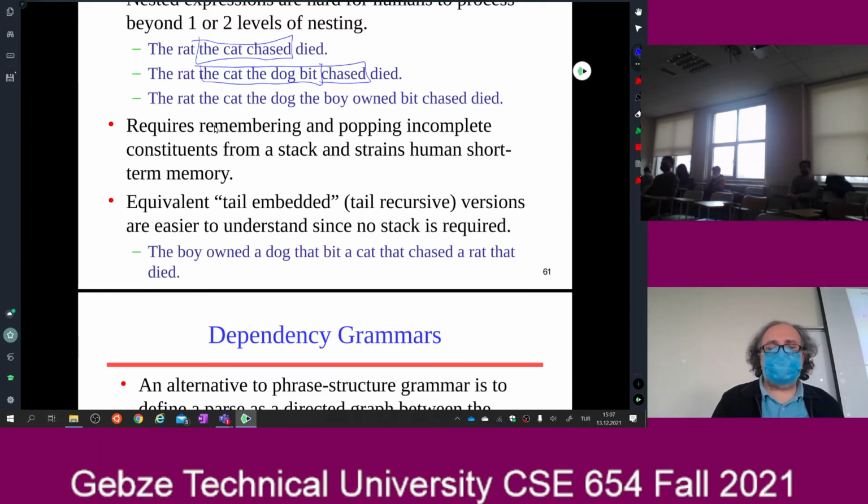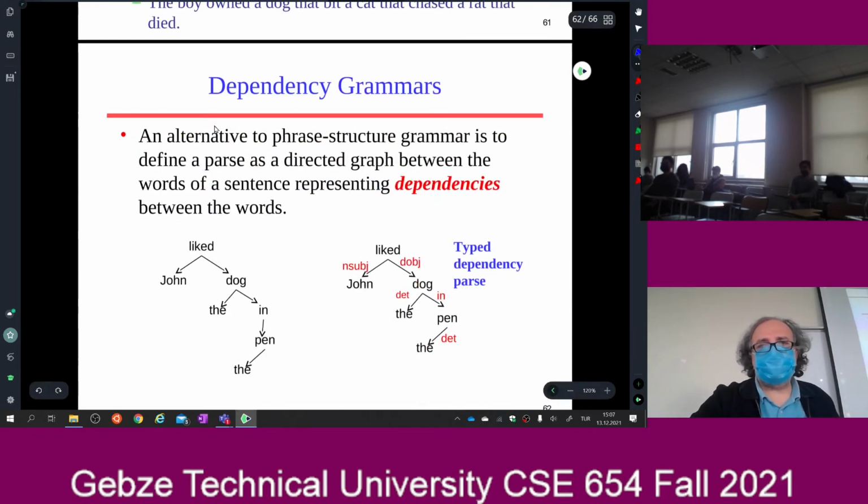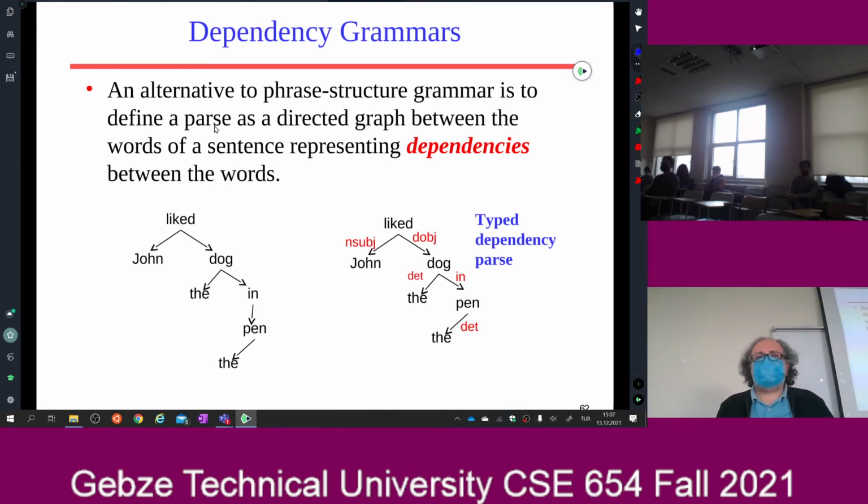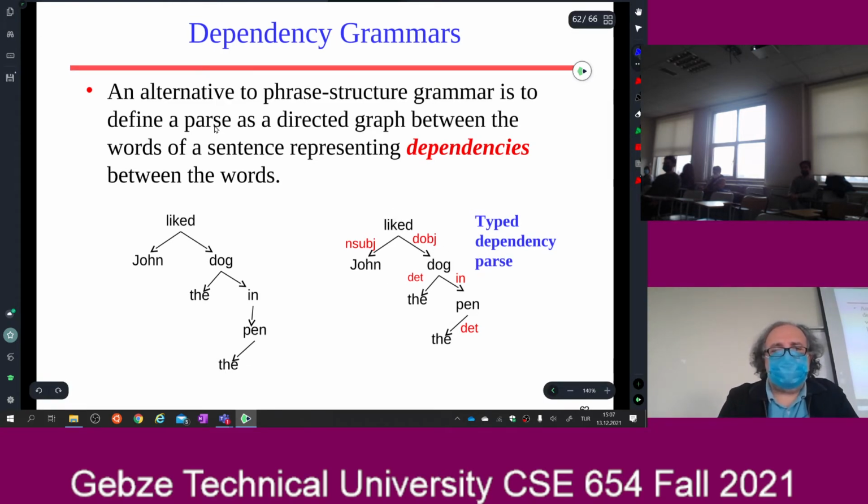We talked about context-free grammars. Now we are going to talk about dependency grammars, and I'm going to give you one way of doing this parsing of dependency grammars. As we said before, context-free grammars are not the only way of parsing a sentence. Dependency is a looser way of parsing a sentence. All you do is you just find the binary relationships between the words in a sentence. John liked the dog in the pen.